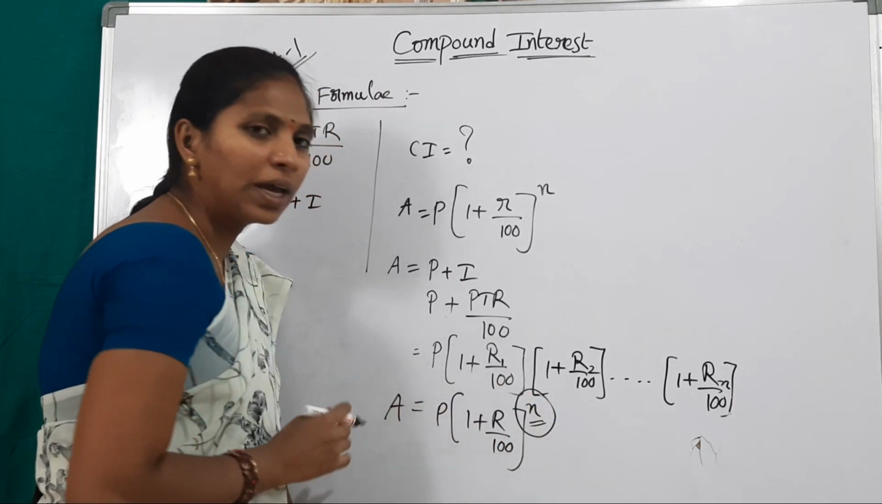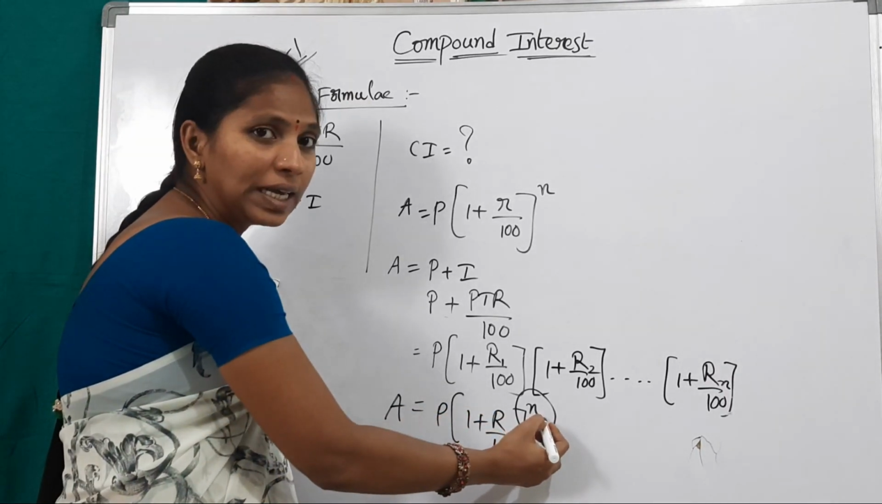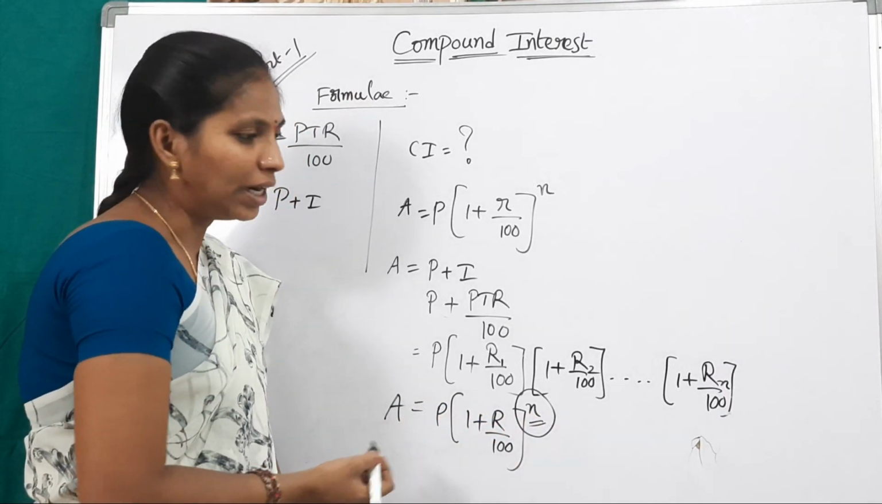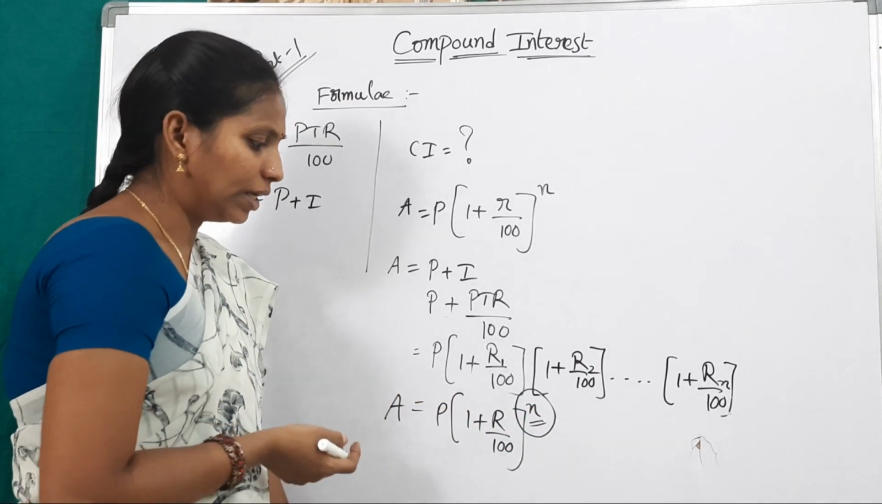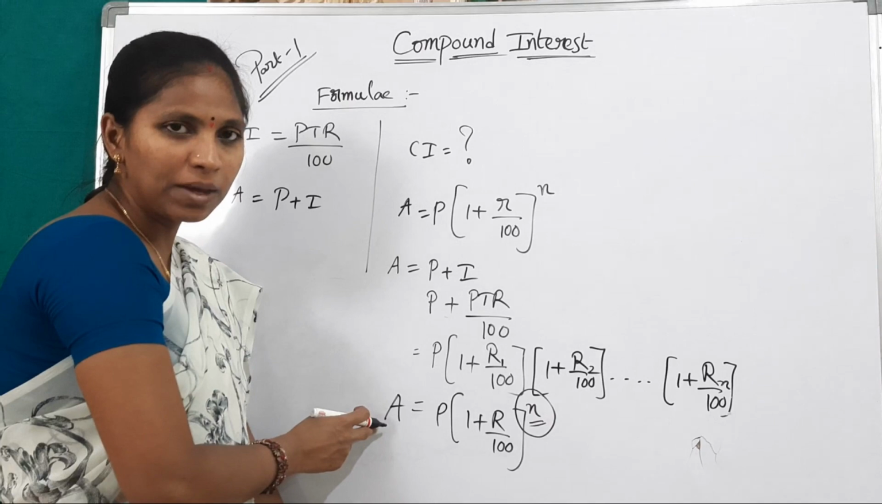This N must be in years. In some books you can find T also. T means the time period, N means the number of years, R is the rate of interest, P means the principal, and A means the amount.